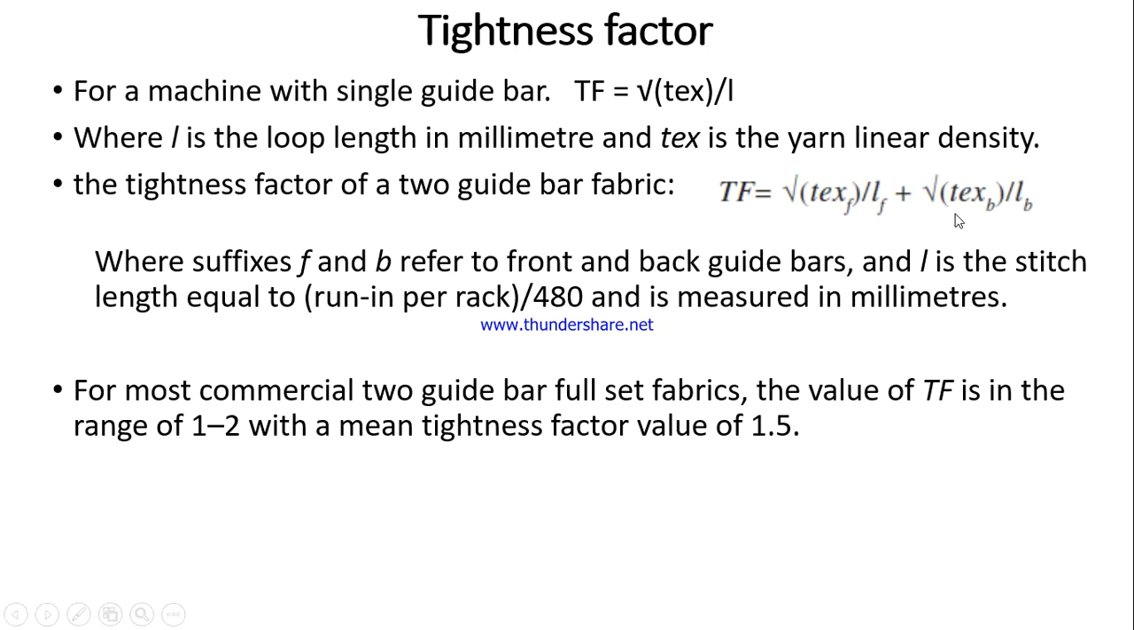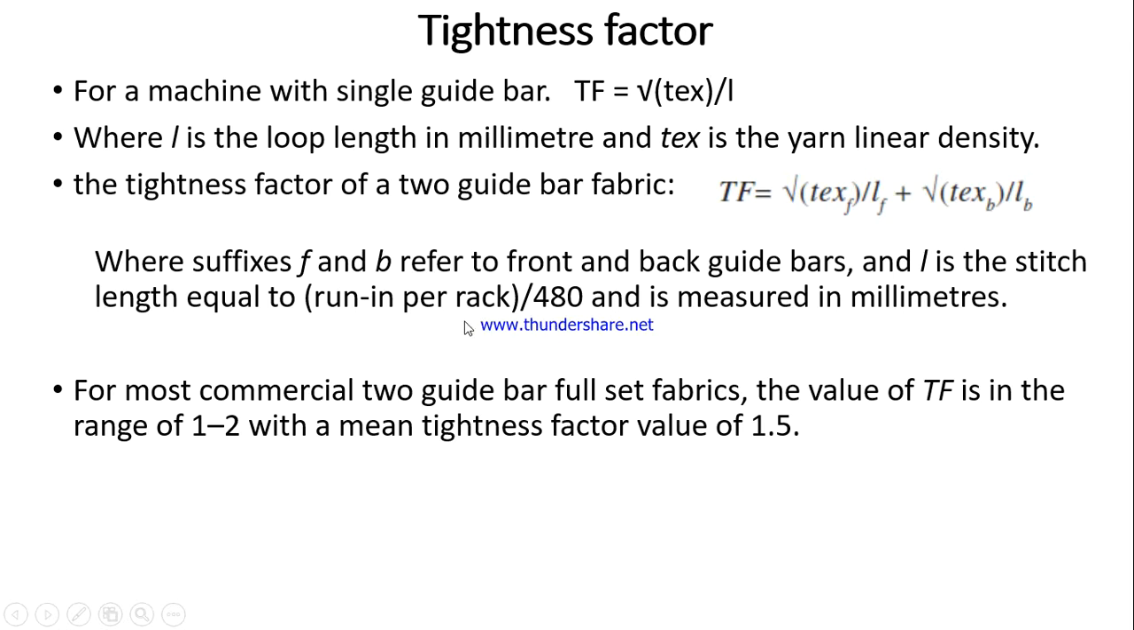The tightness factor for a 2 guide bar machine will be equal to under root tex F divided by LF, and under root tex B divided by LB, where F and B refer to the front and back guide bars. Because the machine has 2 guide bars, and the 2 guide bars may have different yarn counts and different loop lengths, where L is the stitch length or loop length, equal to run-in per rack divided by 480.